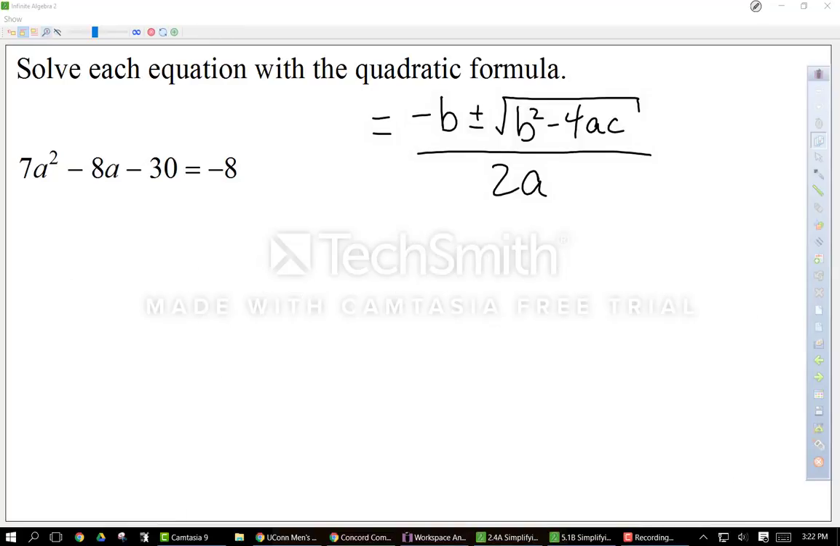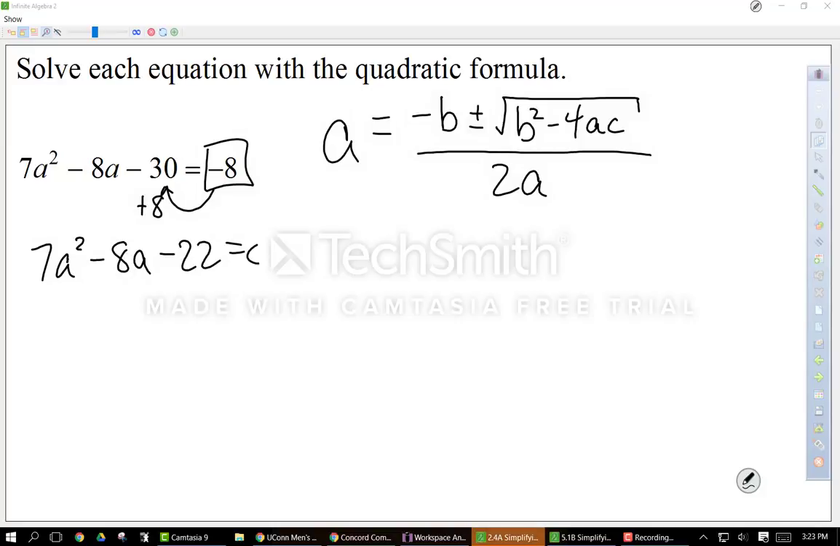This equation will conclude this video, solving quadratic equations using the quadratic formula. So on this particular problem, again, I have a as my variable. I need to then make sure this becomes a 0. How do I do that? I have to add 8. So I get 7a squared minus 8a minus 22 is set to 0.